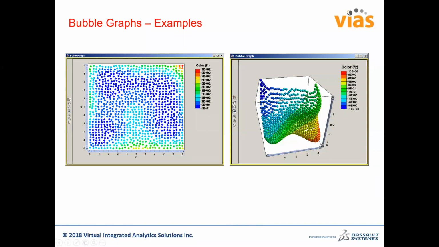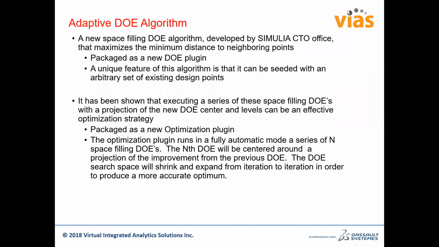plotting a 5-dimensional kind of thing, or maybe a 6-dimensional kind of thing, where you have x, y, z as 3 coordinates, and the other 3 variables can be plotted using the color, the size, and the type of the glyph in this bubble graph. Another enhancement we have is something called adaptive DOE algorithm.